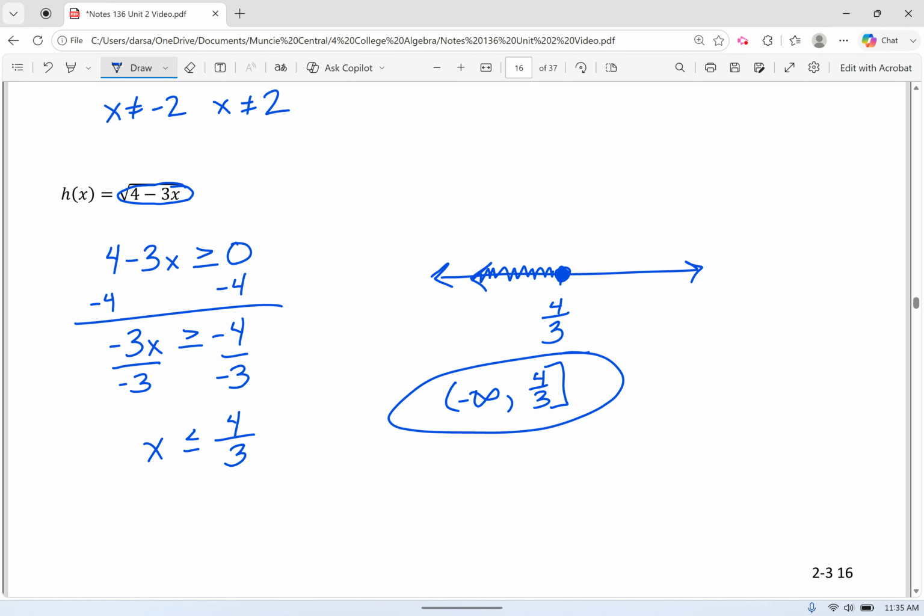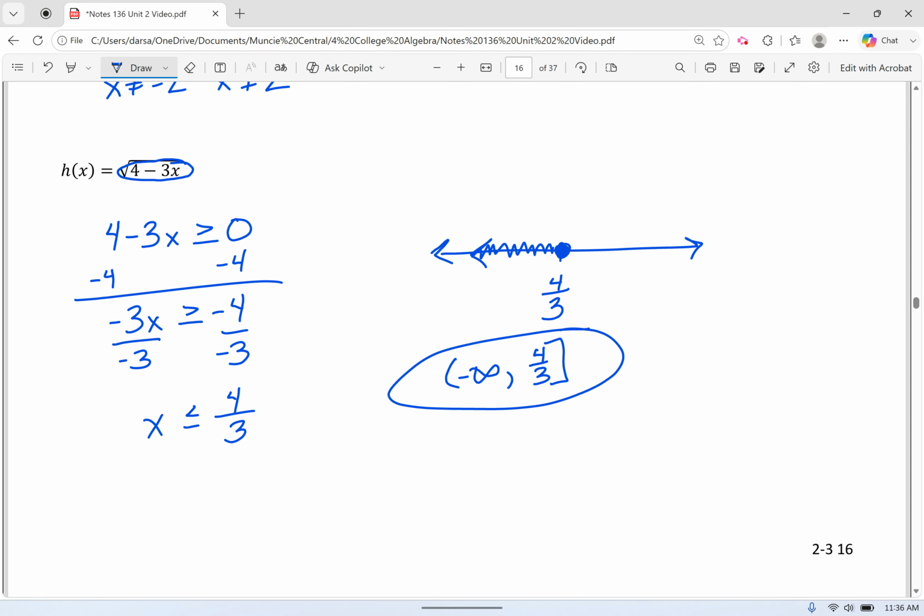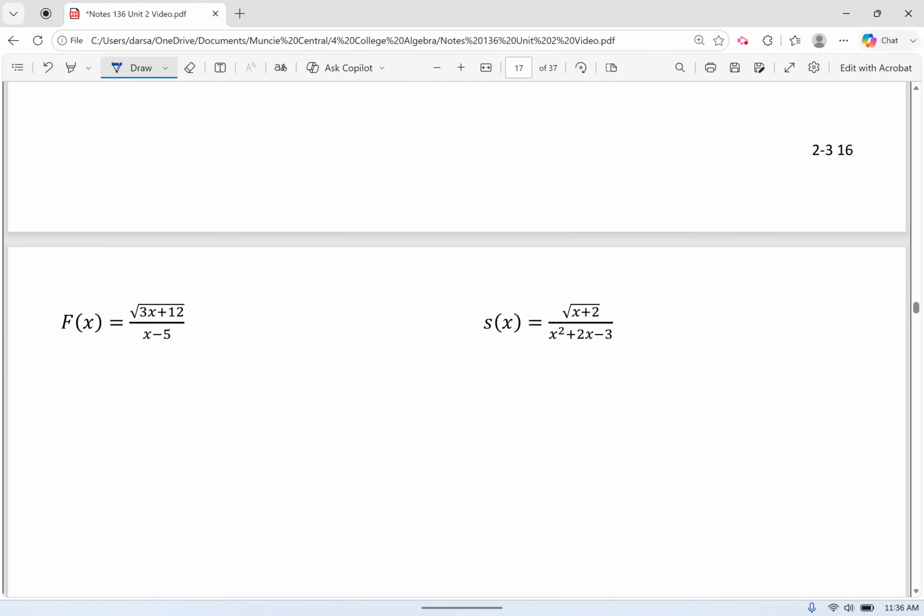Now we have two more examples. These are the basic ones because we had a divide by zero, we had a square root, and we had a basic polynomial. But it's never going to be that easy when it comes to test day.